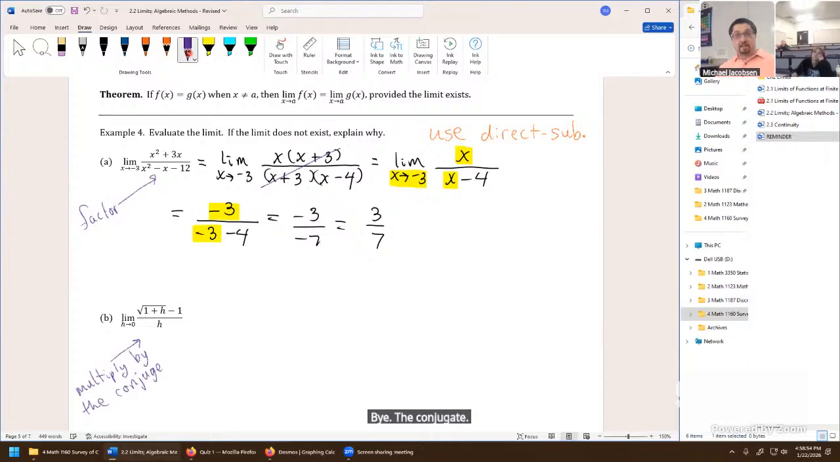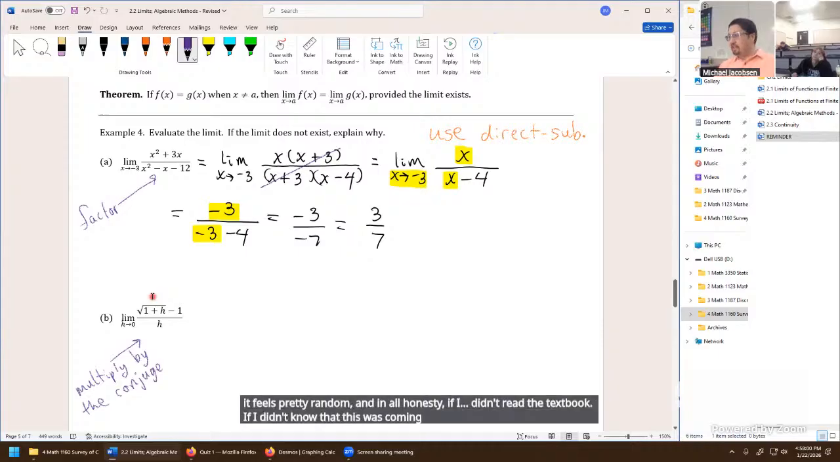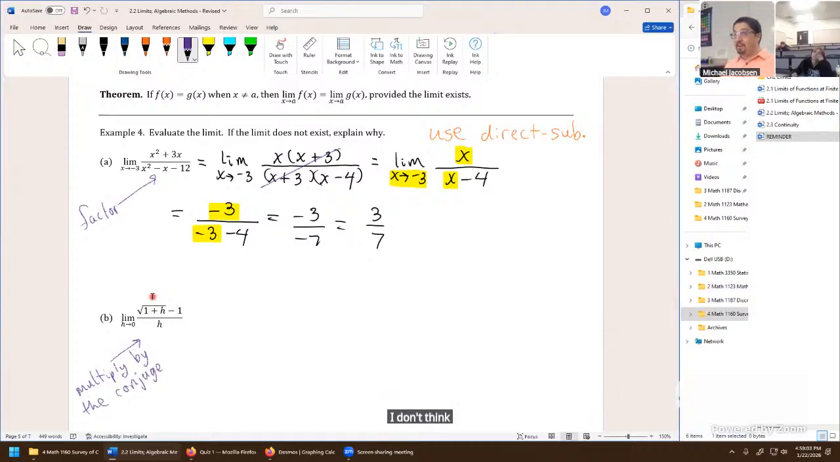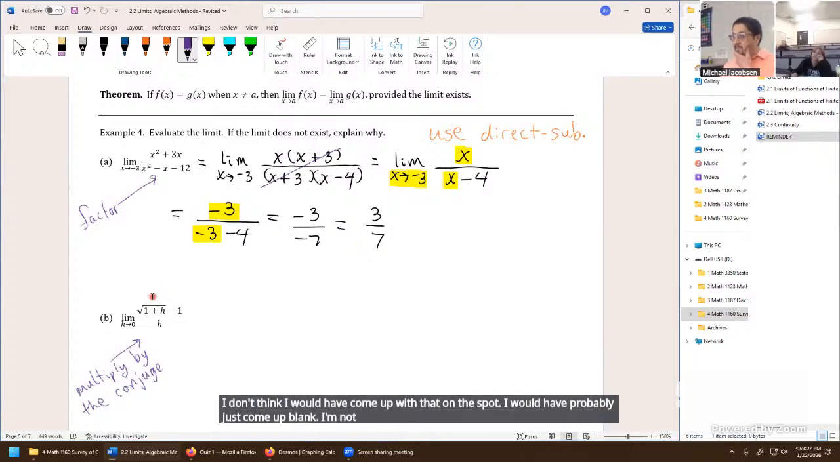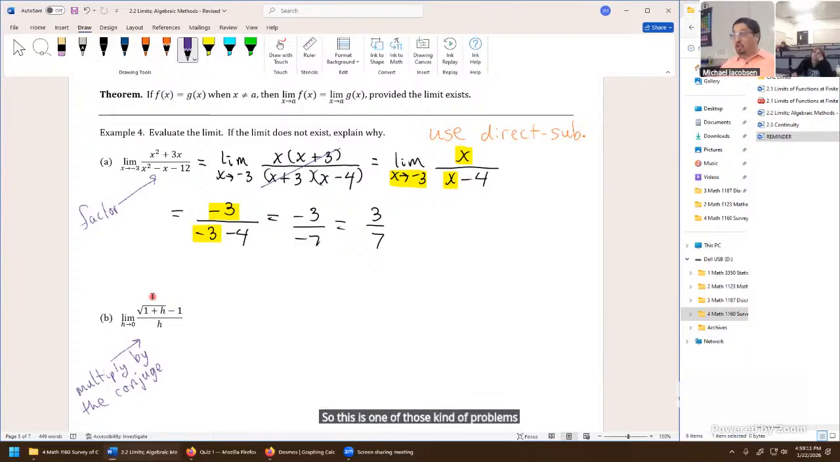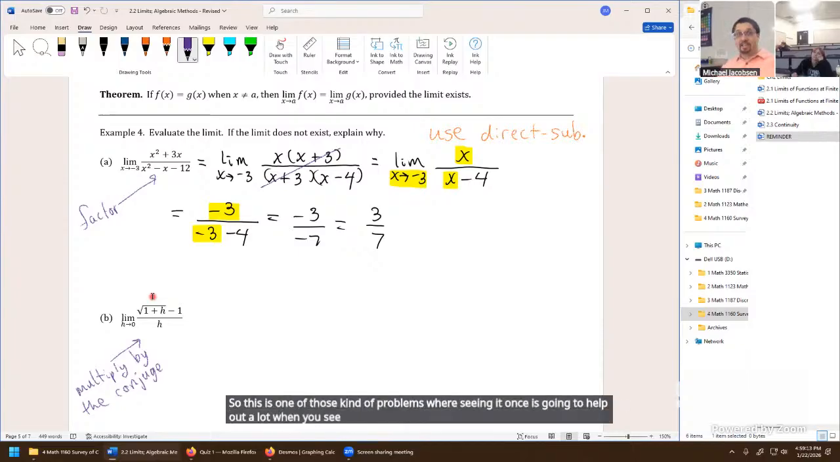It feels pretty random. In all honesty, if I didn't read the textbook, if I didn't know that this was coming, multiplied by the conjugate, I don't think I would have come up with that on the spot. I would have probably just come up blank. I'm not sure how to do this limit. So this is one of those kind of problems where seeing it once is going to help out a lot when you see it again in the homework setting.